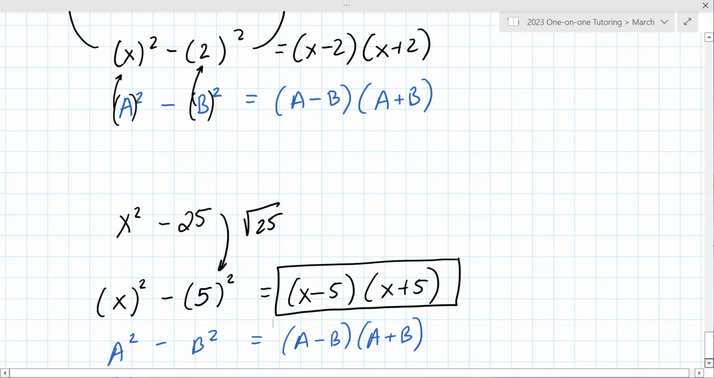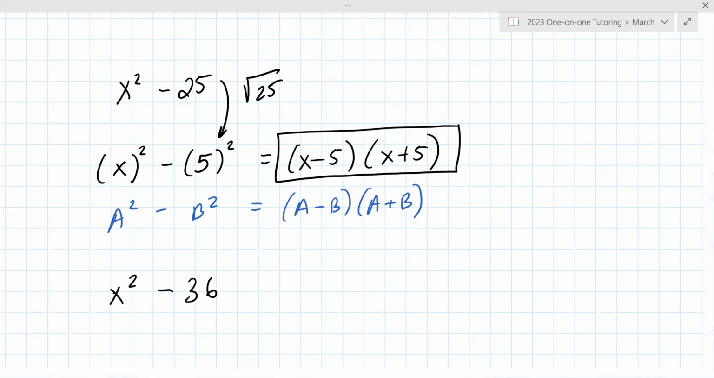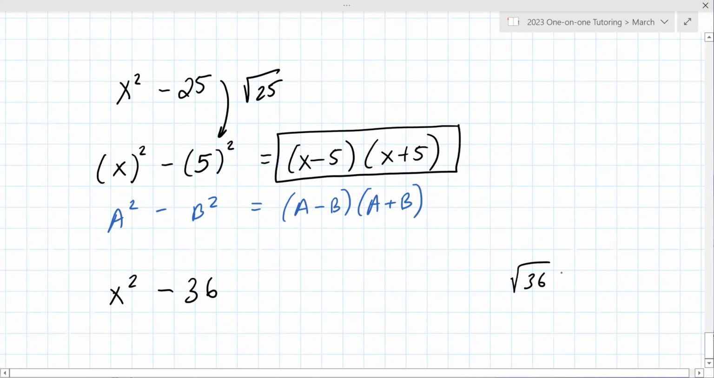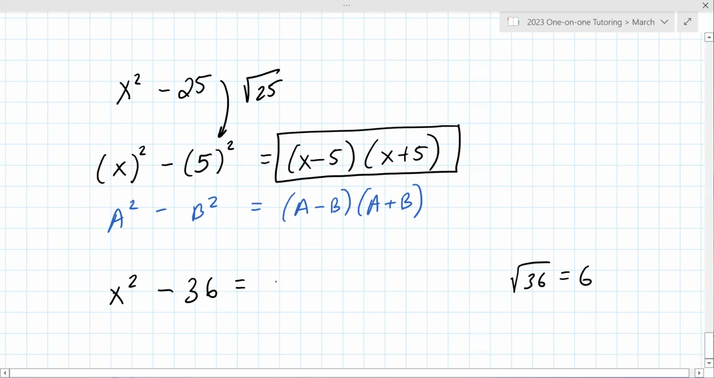Okay. All right, so let's have you try one. How about this one? X squared minus 36. Are you asking what the square root of 36 is? It is 6. That's right. So it would be x minus 6, x plus 6. Little hesitation, but you're doing it perfect.